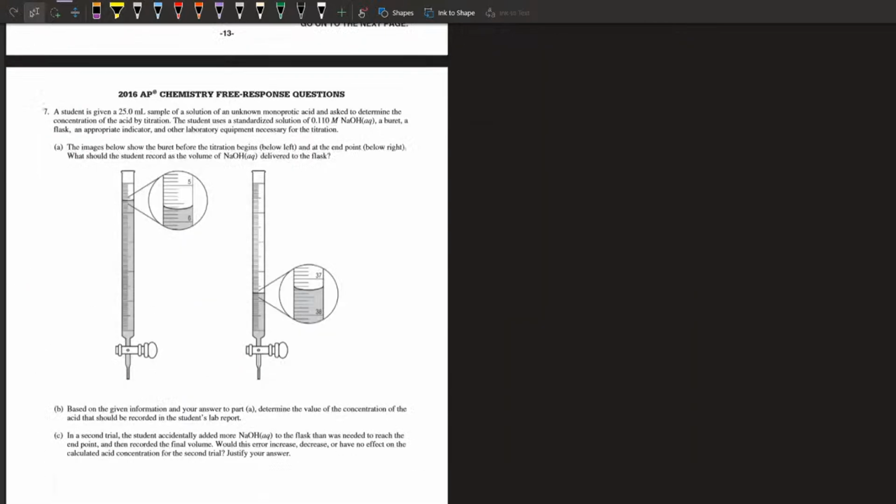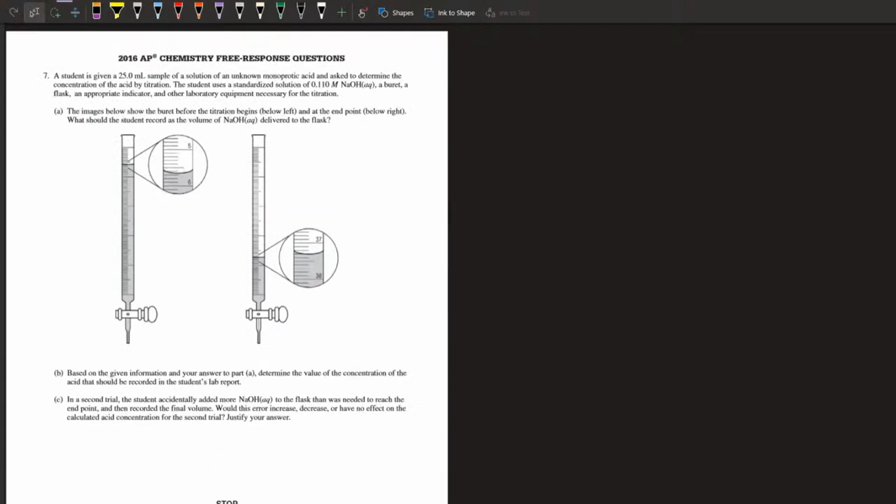Alright, now let's get to the final question, question number 7. A student is given a 25 milliliter sample of a solution of an unknown monoprotic acid and asked to determine the concentration of the acid by titration. The student uses a standard solution of 0.11 molar NaOH aqueous, a burette, a flask, an appropriate indicator, and other laboratory equipment necessary for the titration. The images below show the burette before the titration begins, below left, and at the end point, below right. What should the student record as the volume of NaOH aqueous delivered to the flask?